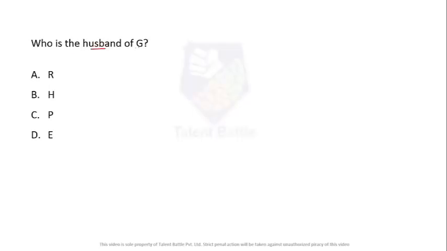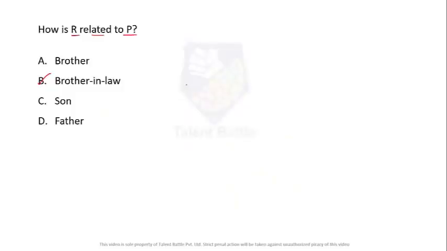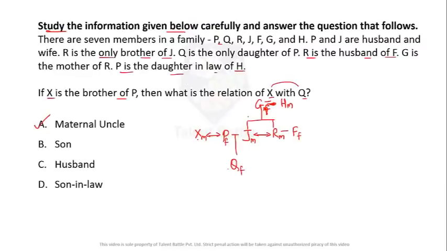Who is the husband of G? Let's see the diagram. Over here, the husband of G is H. So the answer is option B.